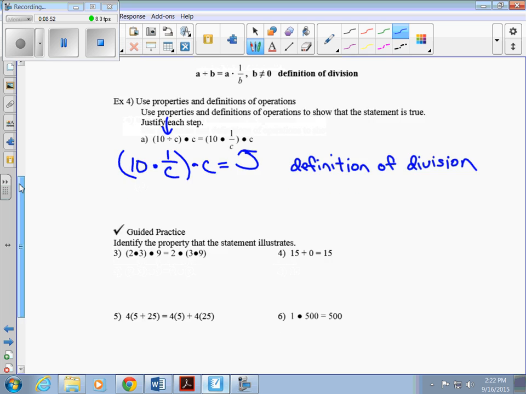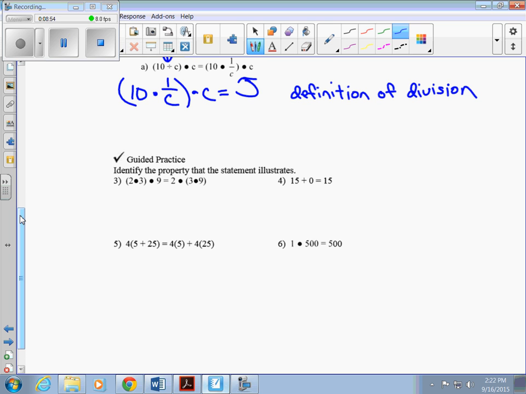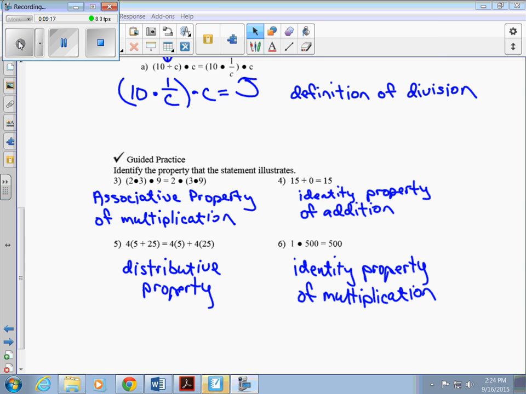So we're going to jump down to the guided practice questions 3, 4, 5, and 6, and I want you to go ahead and do those. Identify the property that the statement illustrates. So write down which property is being used in each case. Go ahead and pause the video, and then you can hit play when you are ready to resume. And there are the answers for questions 3 through 6.